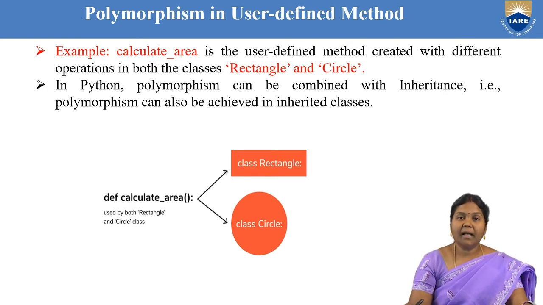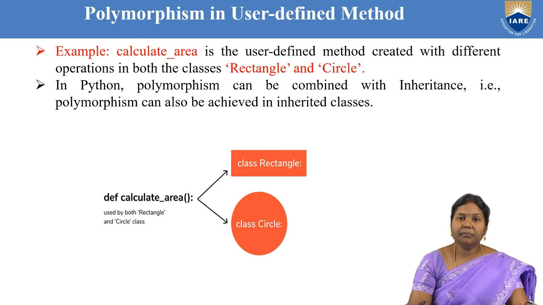Now, polymorphism for a user-defined function. For example, calculate area is a user-defined method which is created with different operations in different classes. Rectangle is a class and circle is a class. In the rectangle class, you can use the method calculate area to calculate the area of the rectangle. Similarly, in the circle class, we can also use the same method with different parameters to calculate the area of the circle. So the method name is the same, but it is used for two different classes. This is called polymorphism.